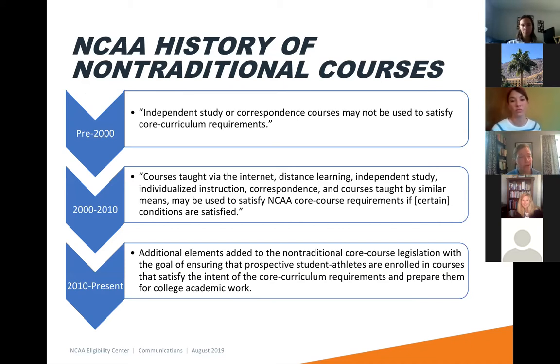So over 20 years ago, the only mention of any type of non-traditional core courses and their use towards student athletes' initial eligibility was specific to independent study and correspondence, pretty clearly stated that they could not be used for those purposes. Then around 1999 to 2000, in response to the growing popularity of online, blended, distance learning, and other types of similar environments, the governing groups in Divisions I and II began allowing the use of those courses with some conditions set around how those courses were administered, what students were expected to do and know. So some of those conditions are still in the existing language today, which we'll get to in a moment.